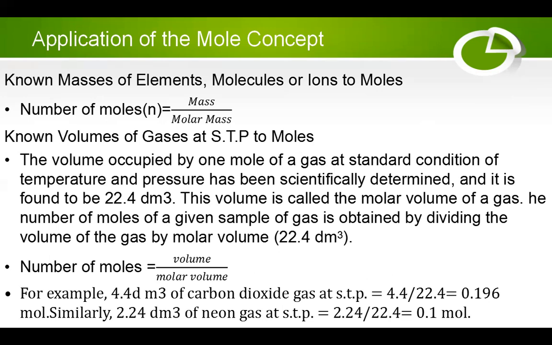So, mathematically, number of moles when using volume will be equal to volume over molar volume. For example, 4.4 decimeter cubed of carbon dioxide gas at S.T.P will be equal to 4.4 divided by 22.4, which equals 0.196 mole. Similarly, 2.24 decimeter cubed of neon gas at S.T.P will be equal to 2.24 divided by 22.4, which gives 0.1 mole.